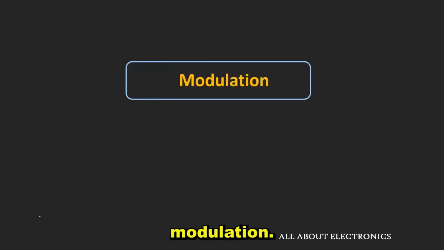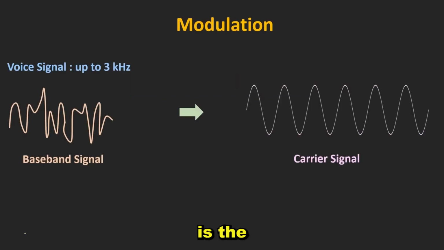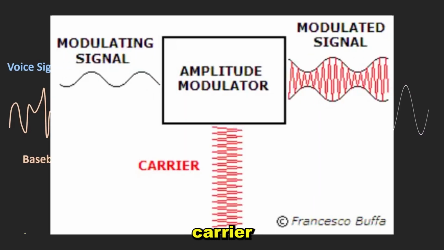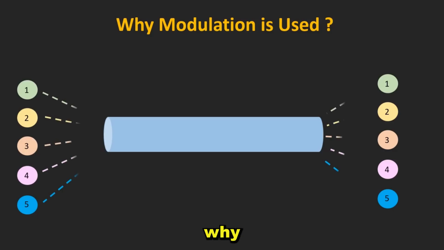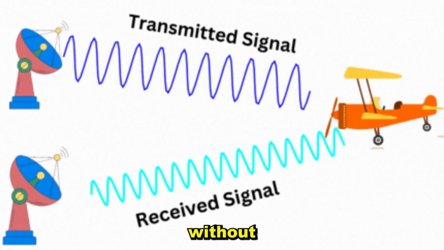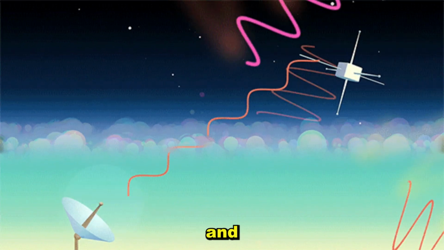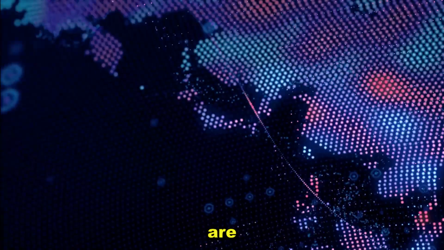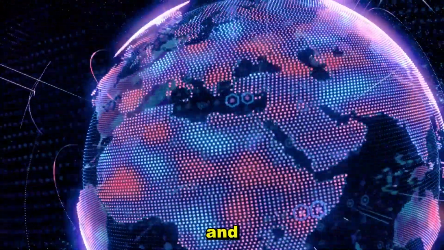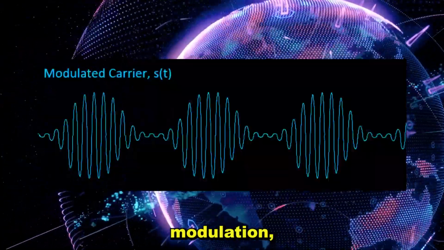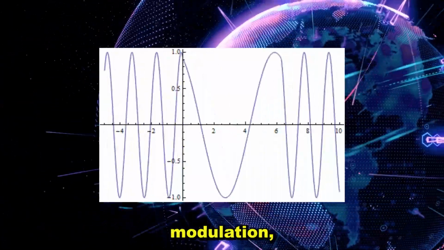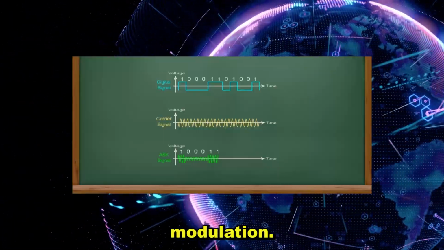Now, let's talk about modulation. Modulation is the process of altering a carrier wave to transmit data. But why do we need it? Well, without modulation, signals can't travel long distances effectively and would interfere with each other. There are different types of modulation, and today we'll focus on three: amplitude modulation, angle modulation, and digital modulation.